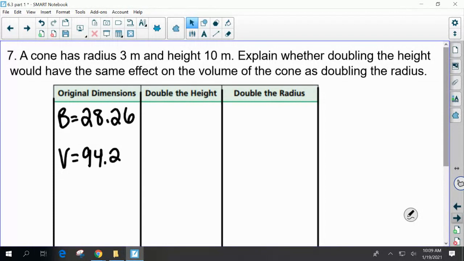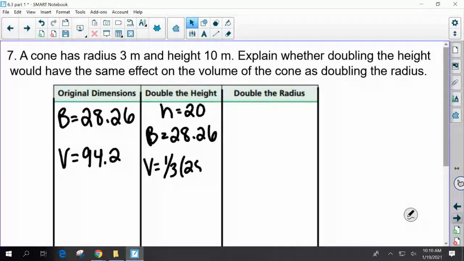Now let's calculate if we doubled the height. So what would our new height be? 20. Okay, so if all we did is double the height, would capital B change? No, because capital B deals with radius. So capital B is still going to equal 28.26. So to get my volume, I'm going to have to take 1/3 times 28.26 times my new height, which is 20, to get my new volume. 188.4. Yep.